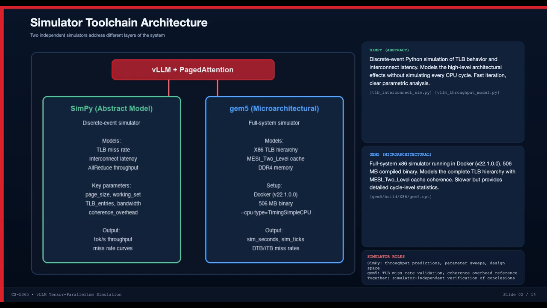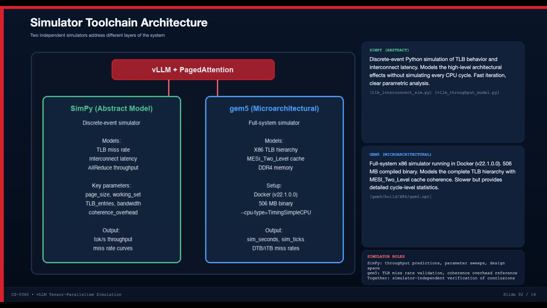SimPy, spelled S-I-M-P-Y, is the abstract discrete event model. It is a Python library that simulates system behavior by scheduling and processing events in time order. It does not model every CPU cycle, which makes it fast and suitable for sweeping through many parameter combinations.